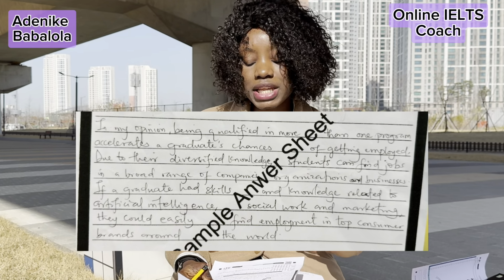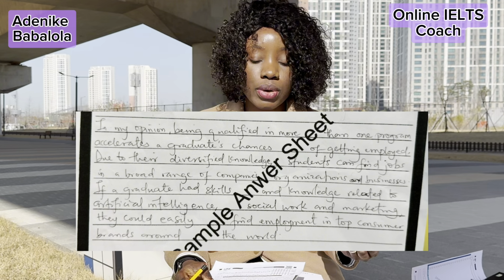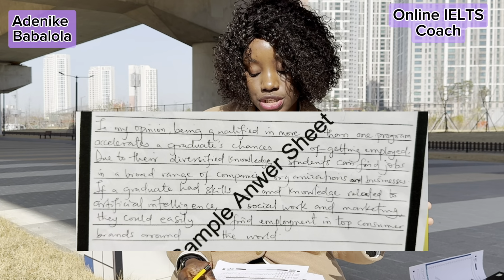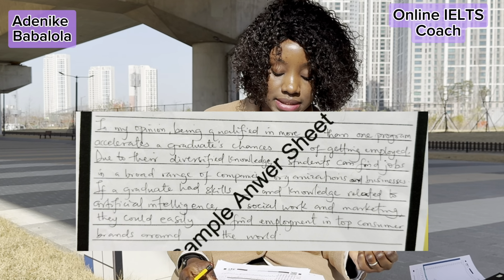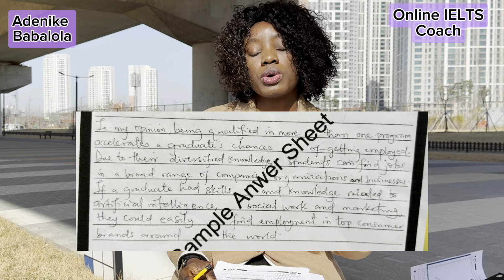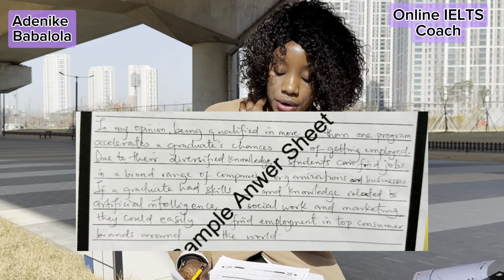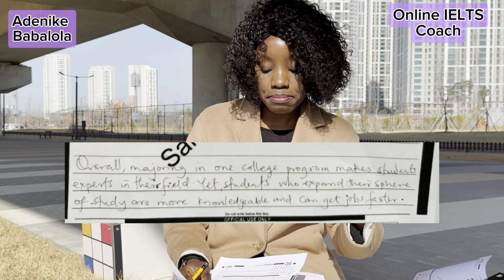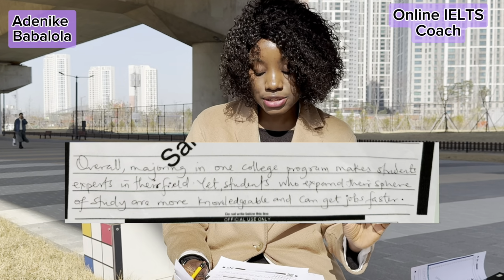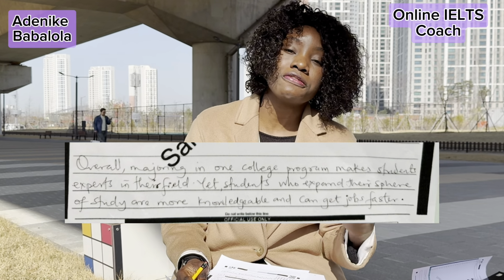In my opinion, being qualified in more than one program accelerates a graduate's chances of getting employed. Due to their diversified knowledge, students can find jobs in a broad range of companies, organizations, and businesses. If a graduate adds skills and knowledge related to artificial intelligence, social work, and marketing, they could easily find employment in top consumer brands around the world. Now, the conclusion. Overall, majoring in one college program makes students experts in their field. Yet, students who expand their sphere of study are more knowledgeable and can get jobs faster.